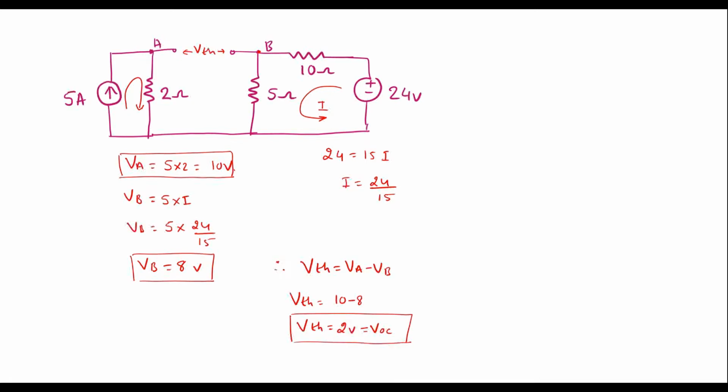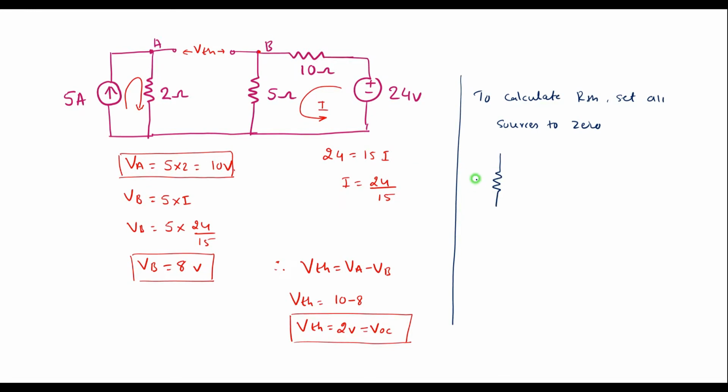Now let me find the Thevenin's equivalent circuit. Now let me find the Thevenin's equivalent resistance, that is the resistance between terminal A and B, keeping all sources set equal to 0. Now to calculate RTH, set all sources to 0. So here the current source will be open circuited and the voltage source will be short circuited. Let me draw the circuit.